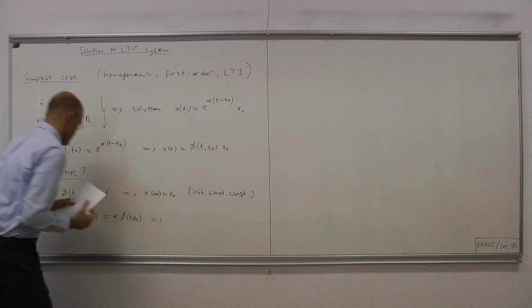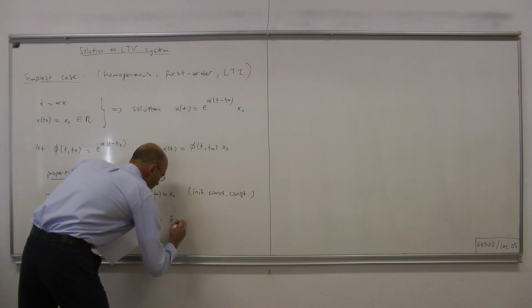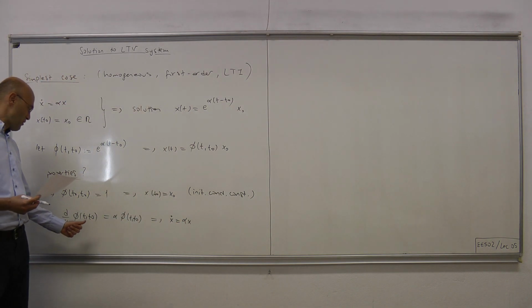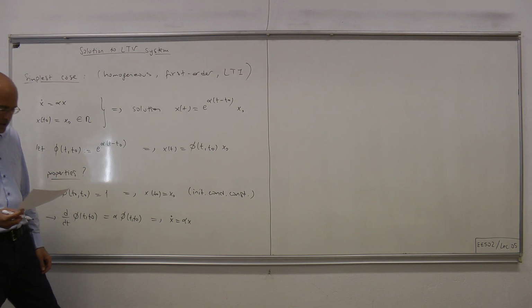So this property immediately gives us x dot equals alpha times x. In other words, thanks to this property, the differential equation constraint is satisfied.